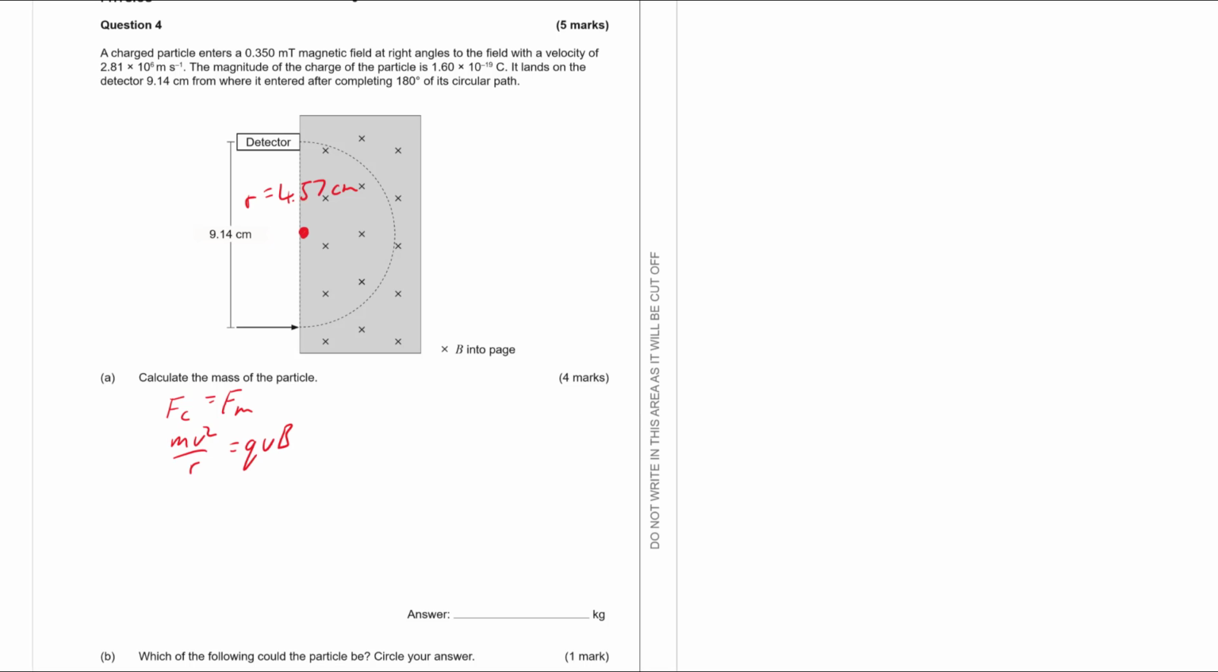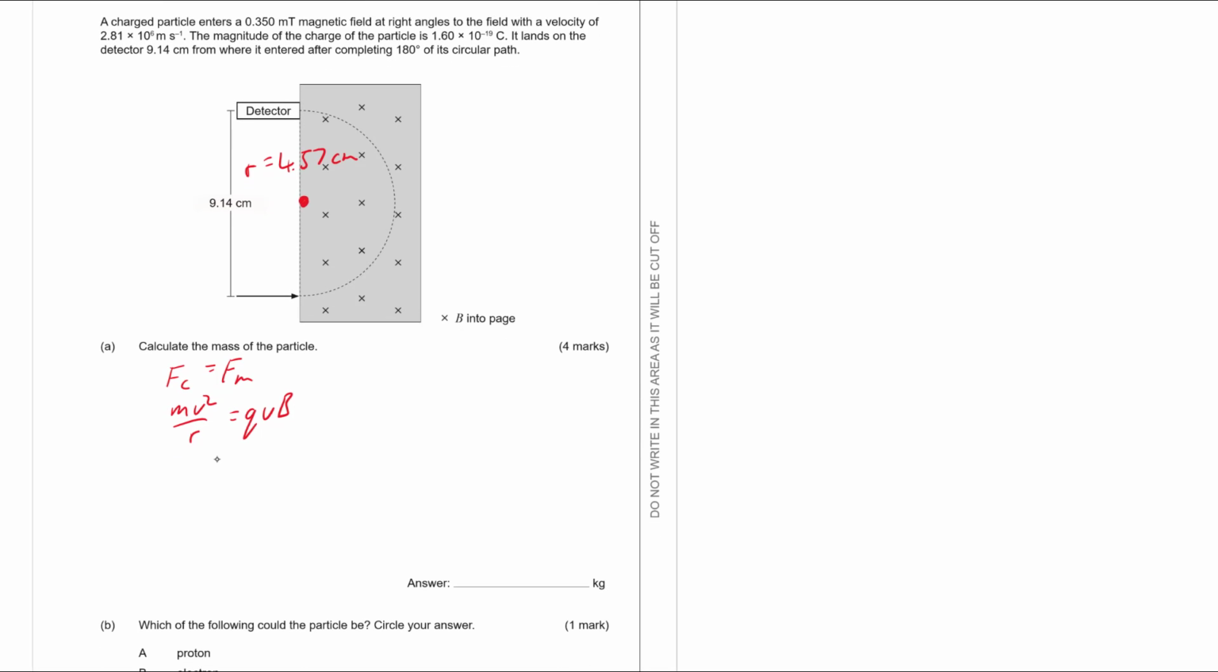Now there's a formula in the data booklet that derives this already, so there's no need to do this if you don't want to. And then you just get that back: VB, and that's going to be on V squared R, and that's going to be QB on V. So this is where you want to end up with this equation, and then you just plug in your values. 1.6 times 10 to the negative 19.